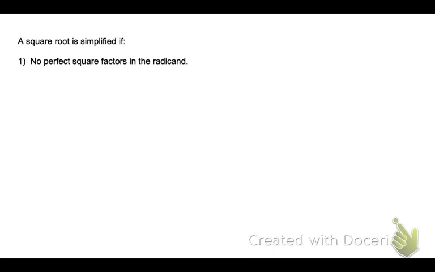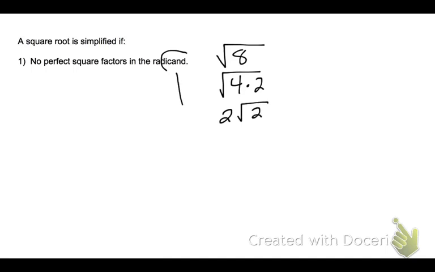If we had the square root of 8, 8 is the radicand, and that has a perfect square factor of 4. And that's why we can simplify this further. The square root of 4 is 2, so this becomes 2 root 2. Our radicand is now positive 2, and that doesn't have a perfect square factor, so this is considered simplified. So that's the first thing.